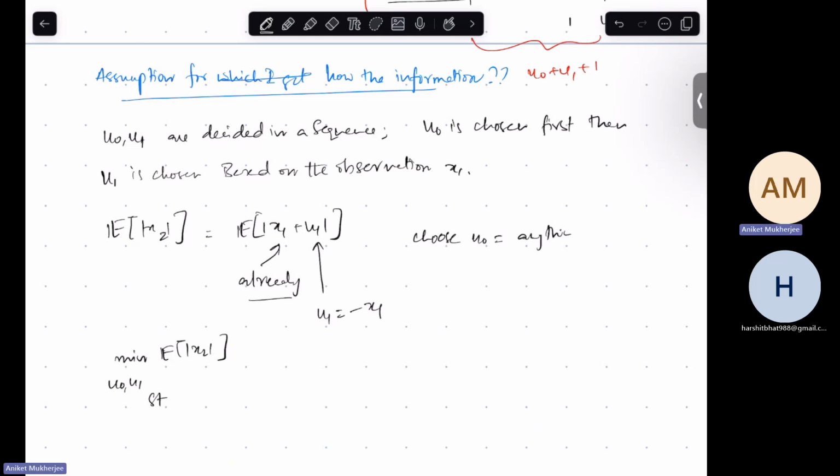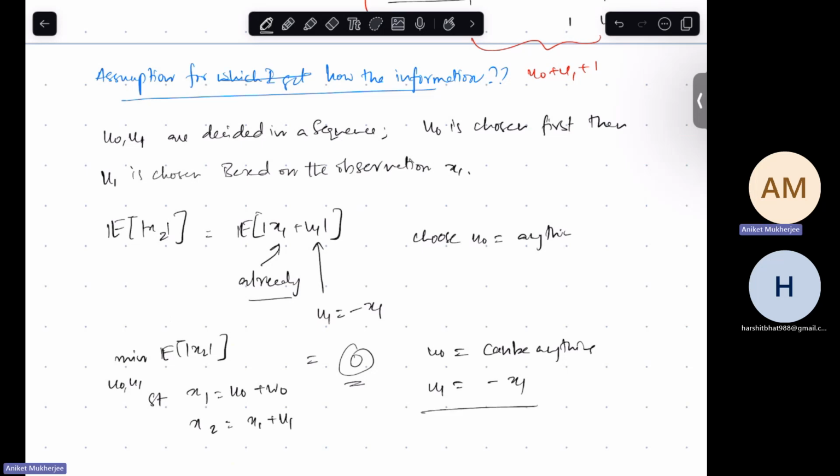And now if you see here, the minimum expectation of mod x2 over u0 and u1 such that x1 equals u0 plus w0 and x2 equals x1 plus u1. Now the optimal solution for this is 0, where u0 could be anything and u1 is basically minus x1, because you know x1 here. You have an observation in the middle.